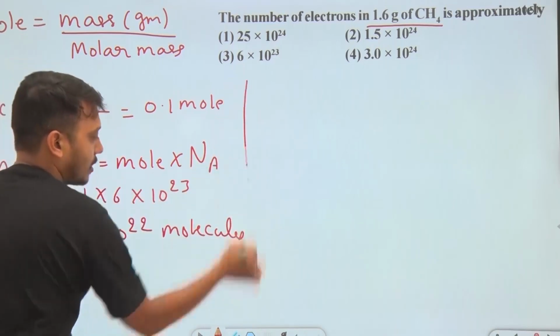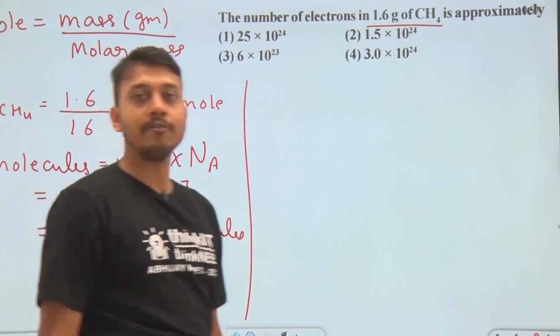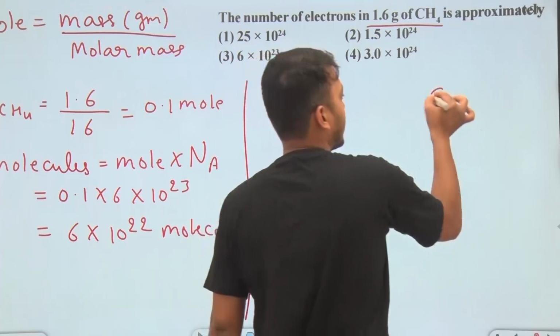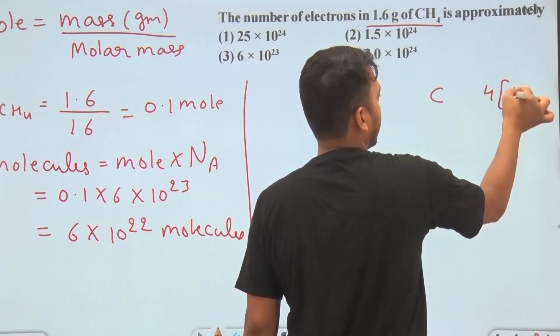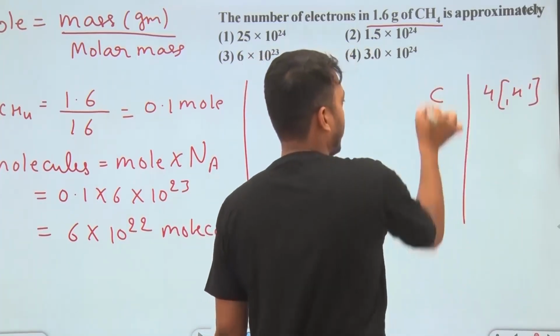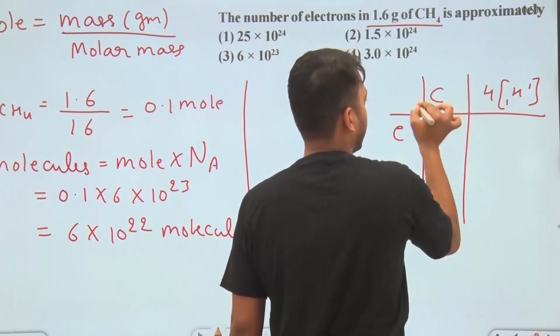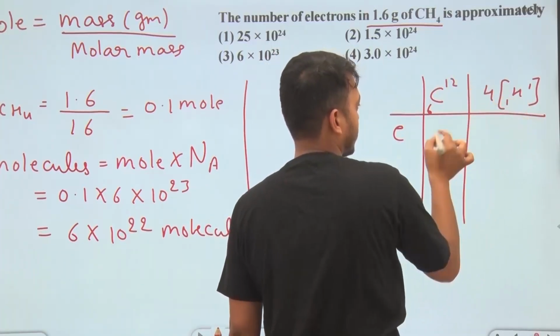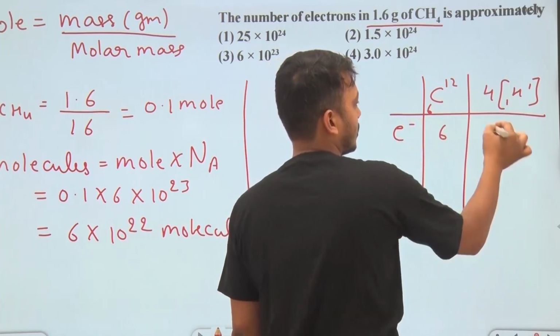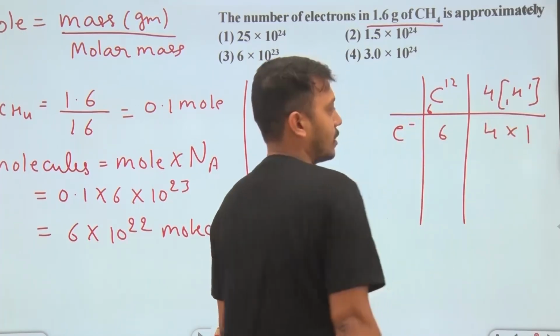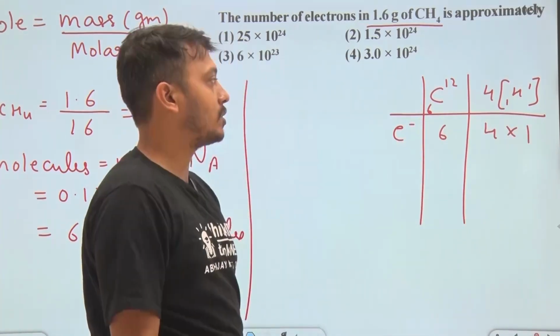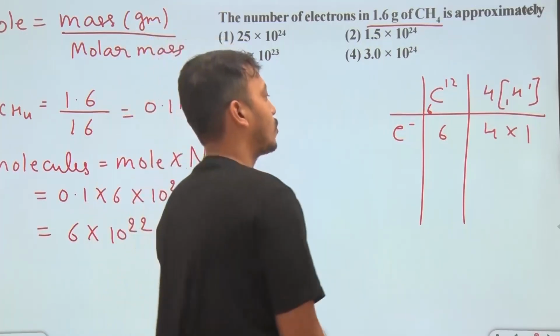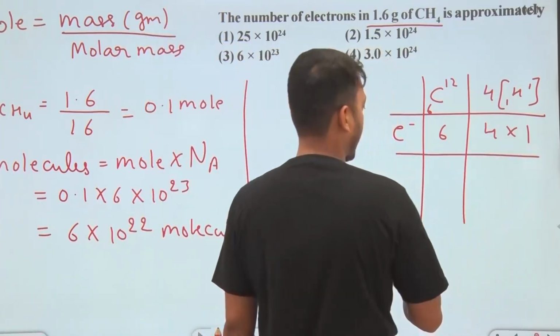Now we have to determine how many electrons are present in one molecule. Here we have 1 carbon and 4 hydrogen atoms. Clear? The number of electrons in carbon, with atomic number 6 and mass number 12, is 6, and the number of electrons in hydrogen is 1. Because 4 hydrogen atoms are present, the total electrons from hydrogen are 4.